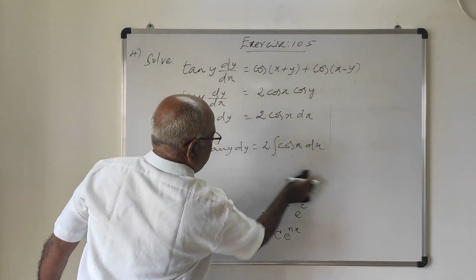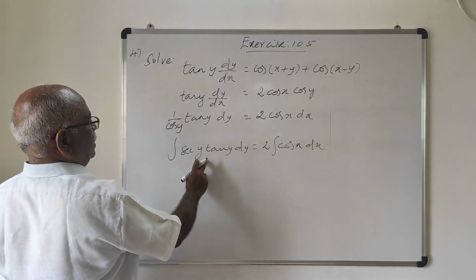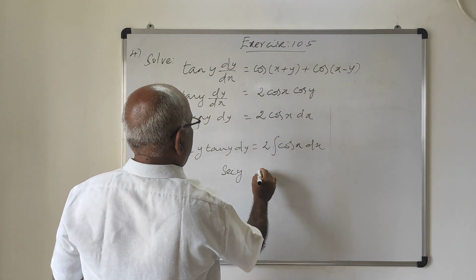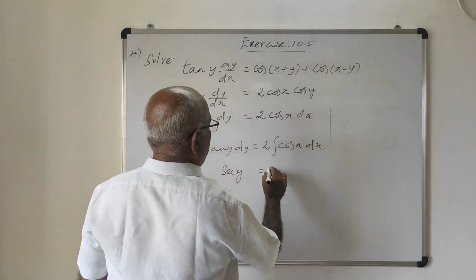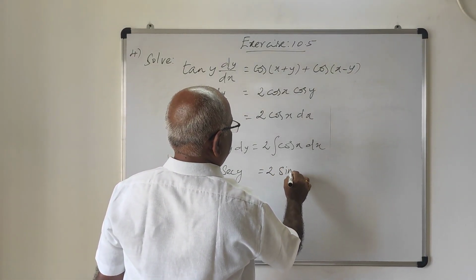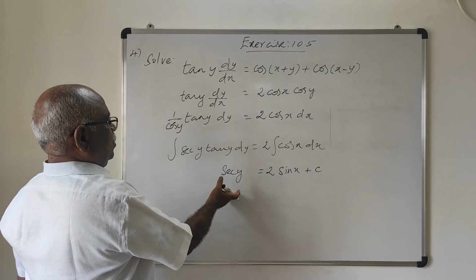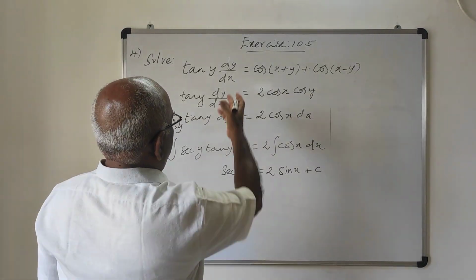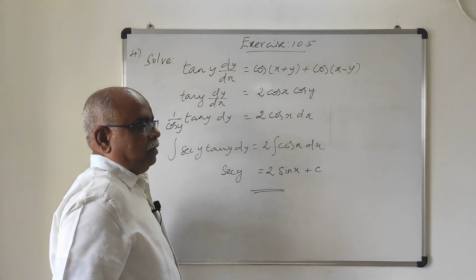The integration of secant x tan x is secant x, you know. The integral of secant y tan y is secant y by the integration formula. Similarly, 2 times the integral of cos x is sin x plus c. That's all. Secant y equal to 2 sin x plus c is the solution for this problem. This is called the general solution.